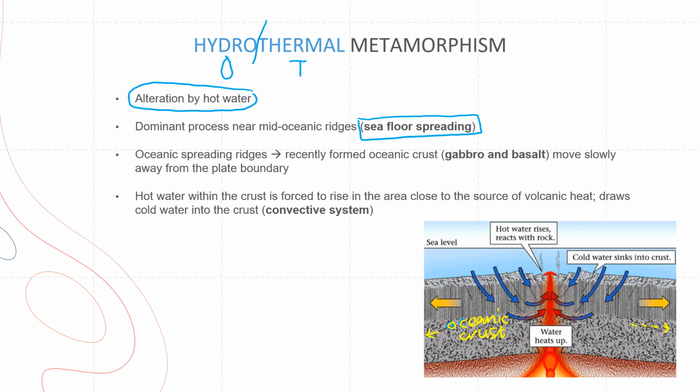So hot water in the crust is forced to rise up because water gets heated up by the volcanic source. And this draws the much colder seawater back into the crust. And because of this system of rising water and water being drawn back in, this makes a convective system. So the type of metamorphism here would be called hydrothermal metamorphism.